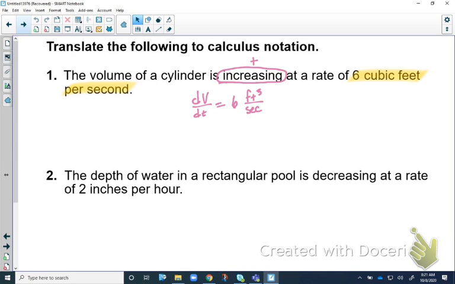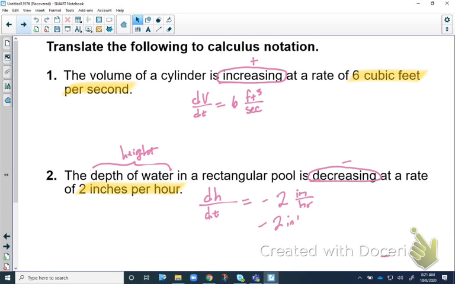The depth of the water of a rectangular pool is decreasing. So there's a keyword right there. And because we're decreasing, that means we should have a negative value of some kind. And they tell you straight out that the rate is 2 inches per hour. So what am I talking about? In this case, we're talking about the depth of the water, and usually we think of that as a height. So I'm going to say the derivative of the height of the pool of water with respect to time is going to be a negative 2 inches per hour. And if you want, you can write it like negative 2 inches per hour like that. Either way is perfectly fine.